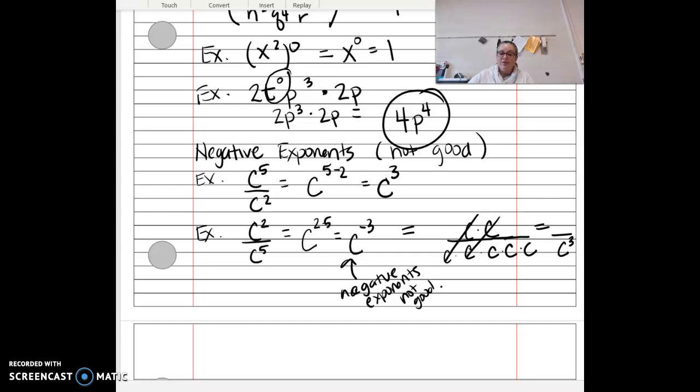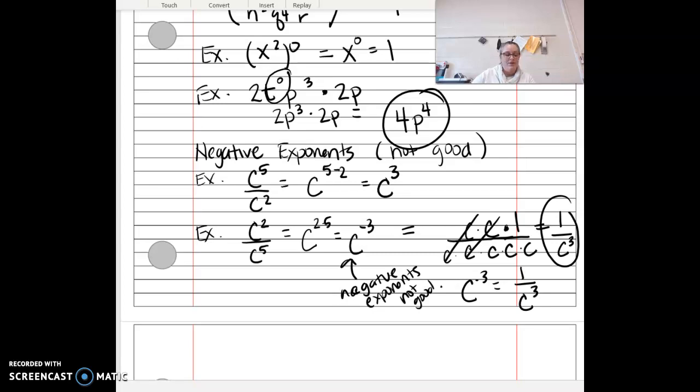Well, there is a number left in the numerator. We can multiply anything by this number and not change it, and that is the number 1. So really, in the numerator, you have 1 left. So I could write c to the negative third is the same thing as 1 over c to the positive third.